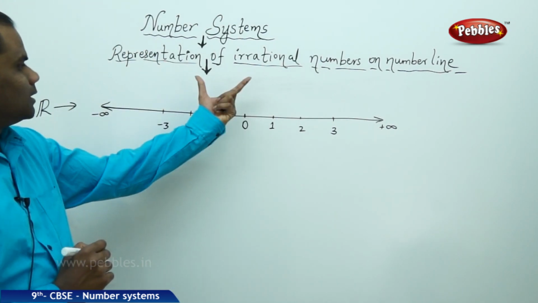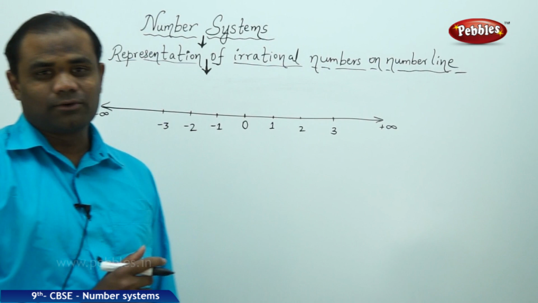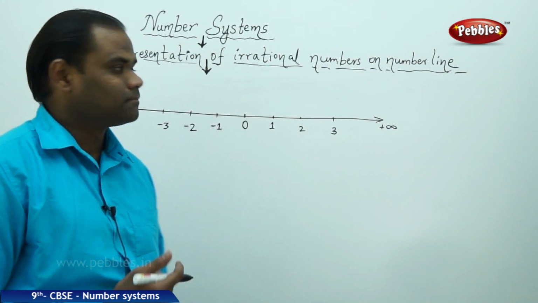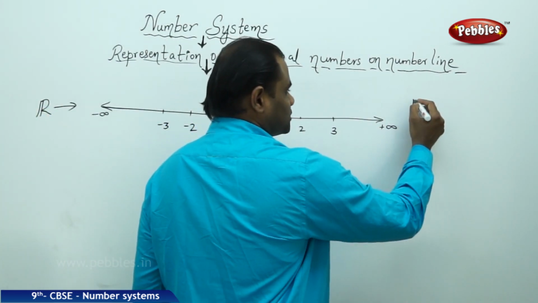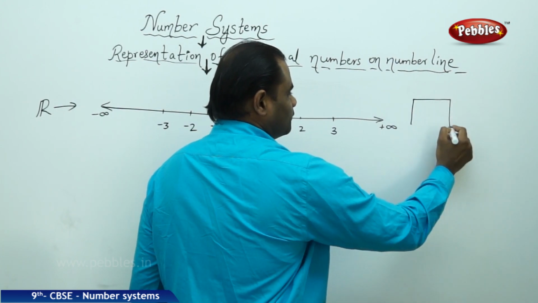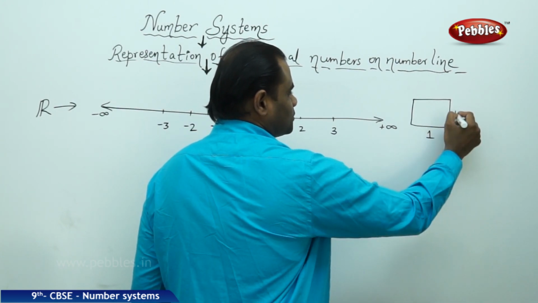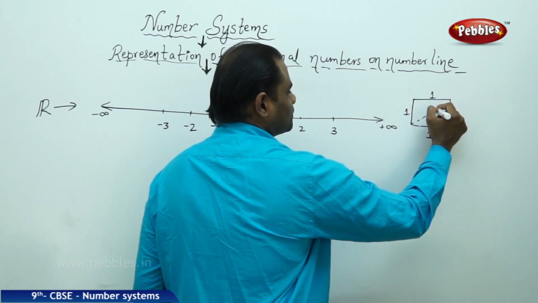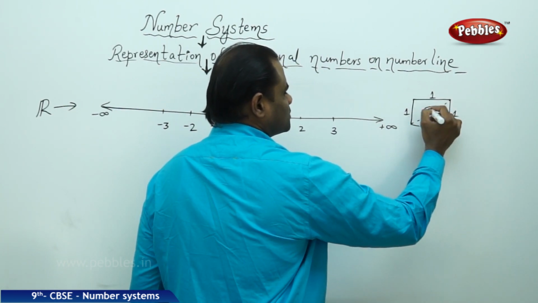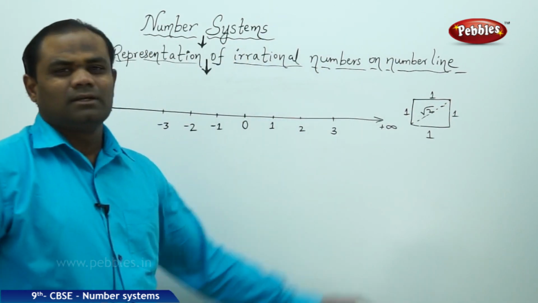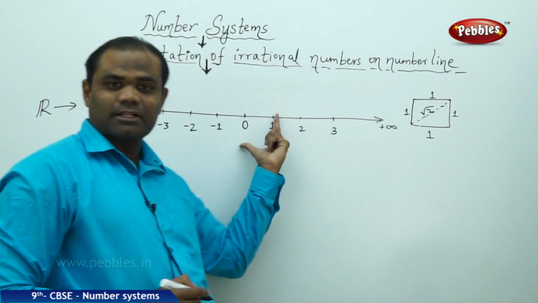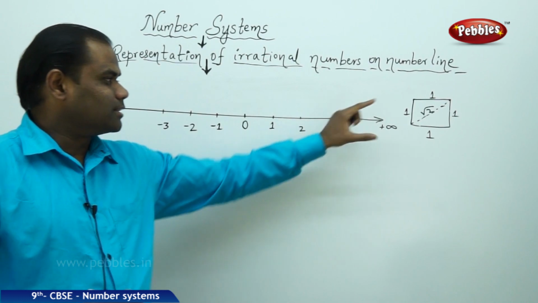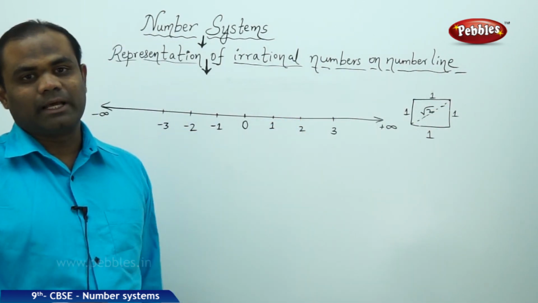Now, let's see how we can construct root 2 on this number line, using the previous discussion of the square, which gives me the dimension of 1 unit, and its diagonal, which gives me the distance of root 2. So let's see how this can be transferred onto the number line to get the same root 2 on the number line.